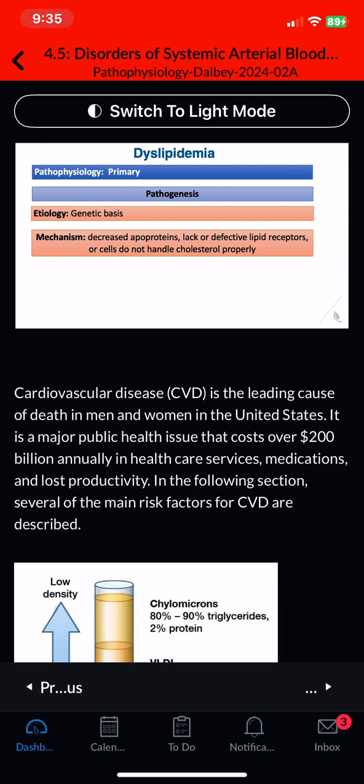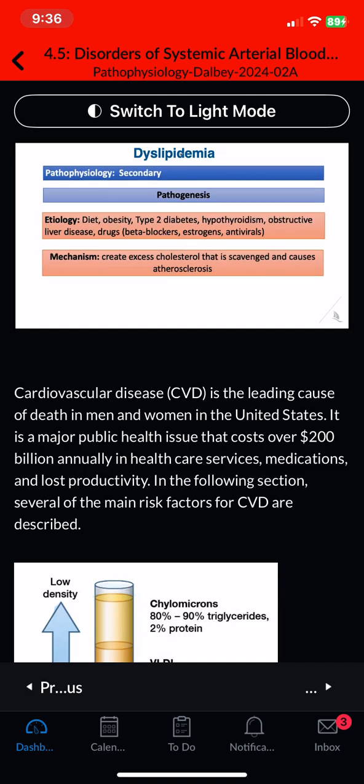Primary forms come mainly from genetic mutations, and they're not caused by other diseases. The genetic mutations can lead to an excess of cholesterol because the apoproteins can be decreased, and there can be a lack or defective lipid receptors. So cells do not take up cholesterol properly, or the cells don't handle the cholesterol properly. Primary dyslipidemias are very rare.